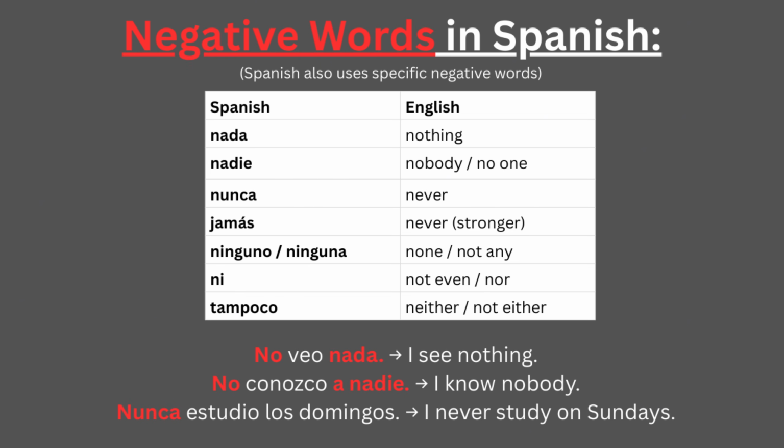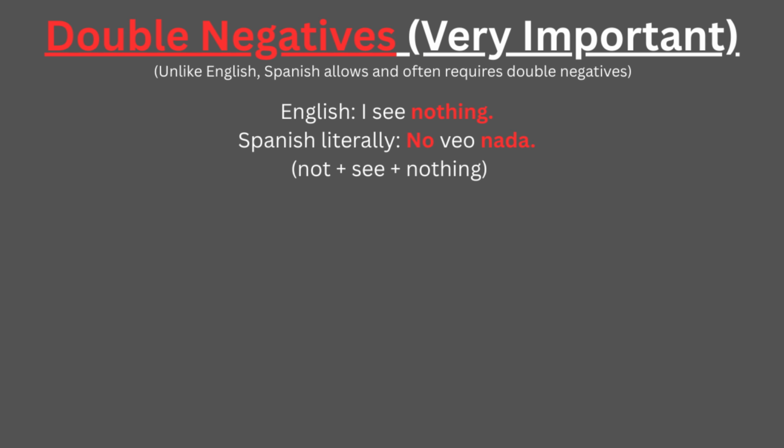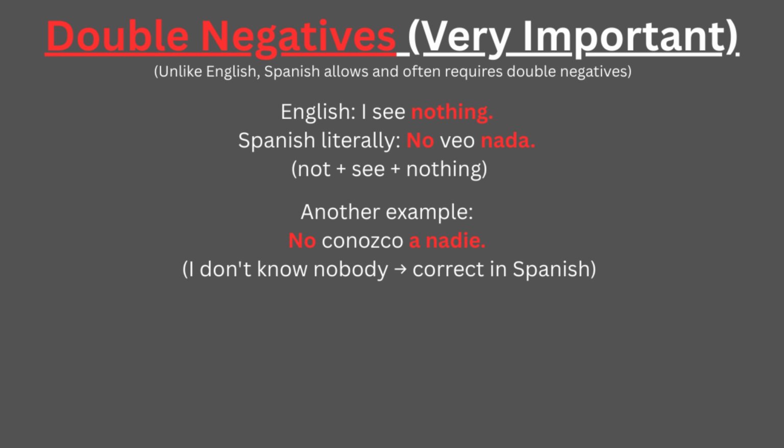Unlike English, Spanish allows and often requires double negatives. If in English we say, I see nothing, Spanish will use a double negative: no veo nada, literally meaning to not see nothing. It's also true for the sentence, no conozco a nadie. I don't know nobody, which is correct in Spanish.